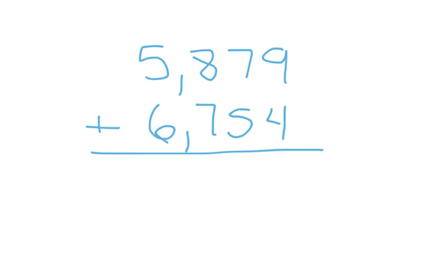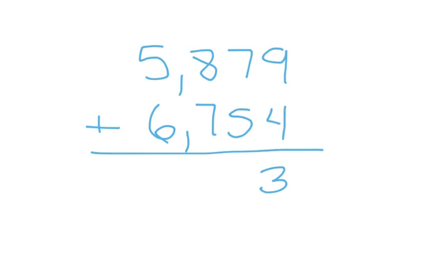5,879 plus 6,754. Well, here's the way that we're going to do this. We're going to start by taking our number in the ones column, and we're going to add our 9 plus 4. Well, that is 13. But I can't write down a 13. If I write down a 13, then I've got a mess in the tens column, right? I can't just write down the 13.